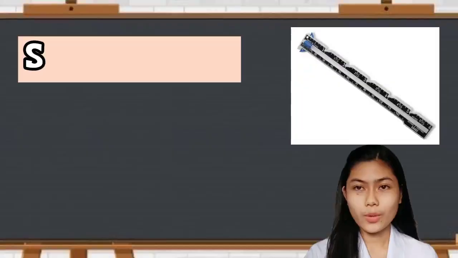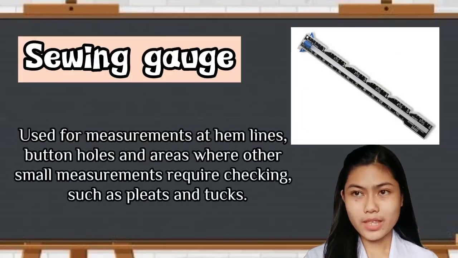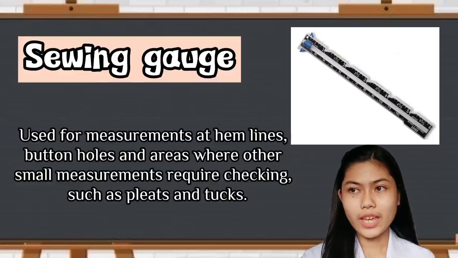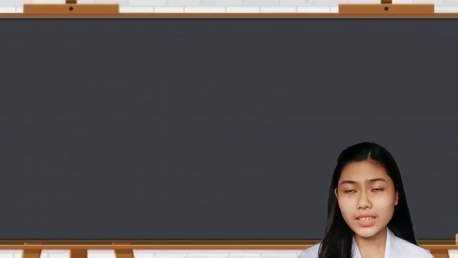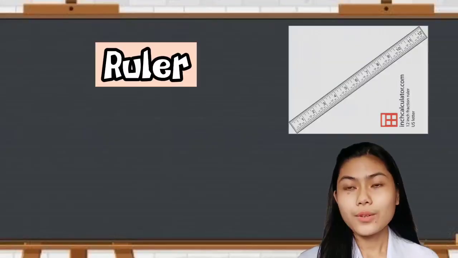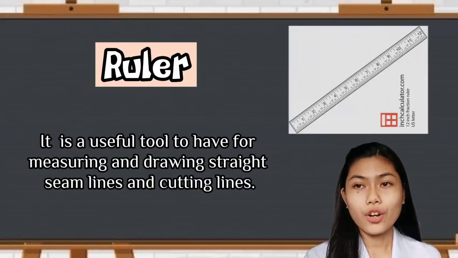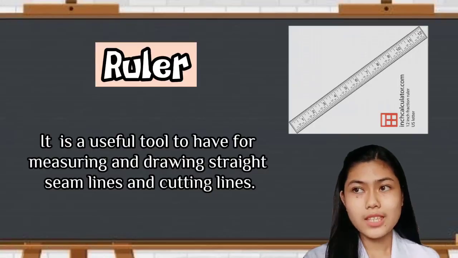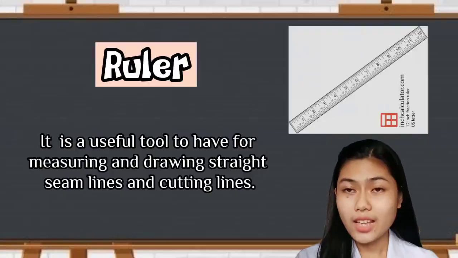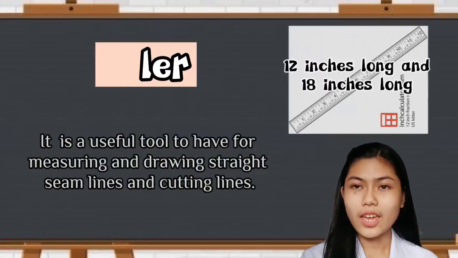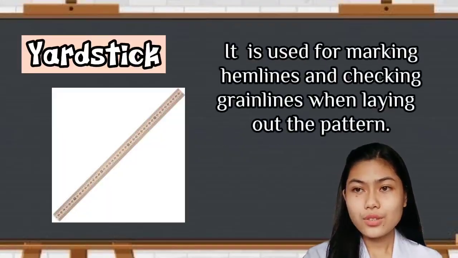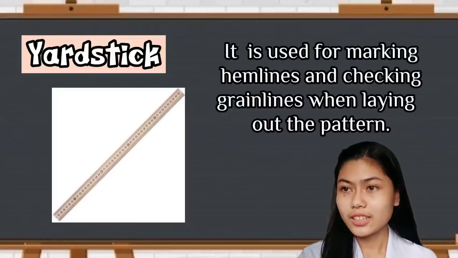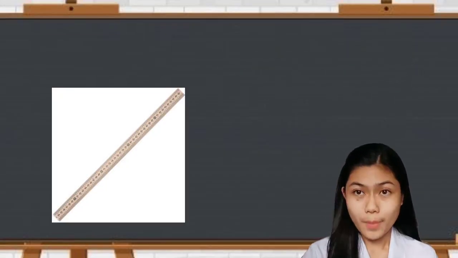Next, we have the sewing gauge. It is used for measurements at hemlines, buttonholes, and areas where other small measurements require checking, such as pleats and tops. Next, we have the ruler. It is a useful tool to have for measuring and drawing straight seam lines and cutting lines. It has two sizes, the 12 inches and 18 inches. Next, we have the yardstick. It is used for marking hemlines and checking grain lines when laying out the pattern.